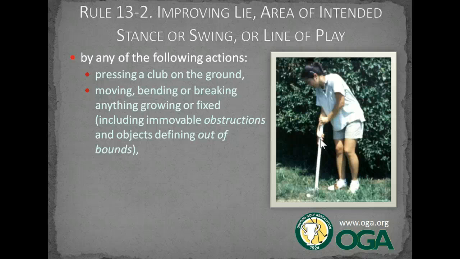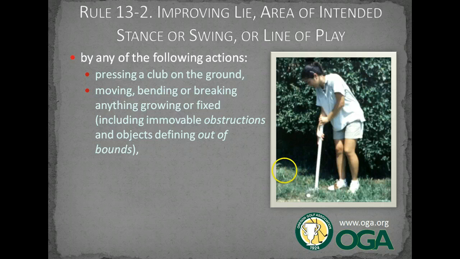You're not allowed to move, bend, or break anything growing or fixed, including immovable obstructions like a fence on the course next to a cart path. You can't move that fence because that would be considered an immovable obstruction, and all objects defining out of bounds. This out of bounds stake is not an immovable obstruction. It's a fixed object, it defines out of bounds, and this rule says you cannot move, bend, or break it.